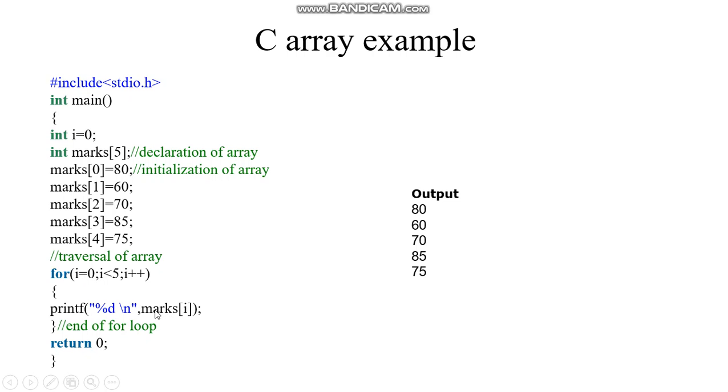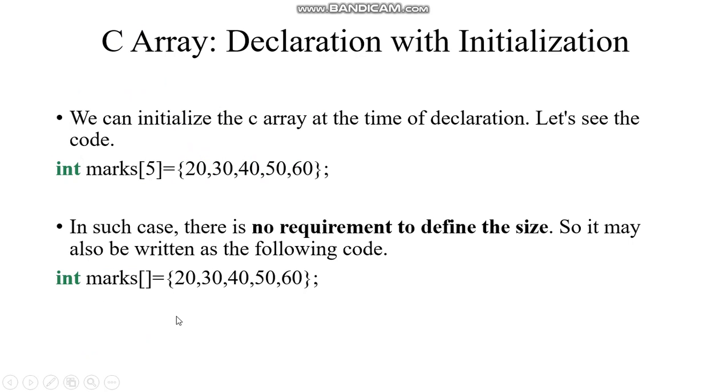0 is substituted here. Marks of 0 refers to the first memory location. The value of marks of 0 is 80. Percentage d means the decimal integer stored in that location will be displayed here. Then the loop continues. I is incremented, I becomes 1. It looks for marks of 1. The data stored in marks of 1 is 60. It is displayed. This is how all 5 elements are displayed. The 5 elements range from 0 to 4. I hope you can understand this.